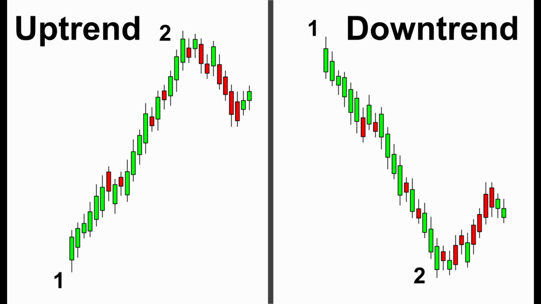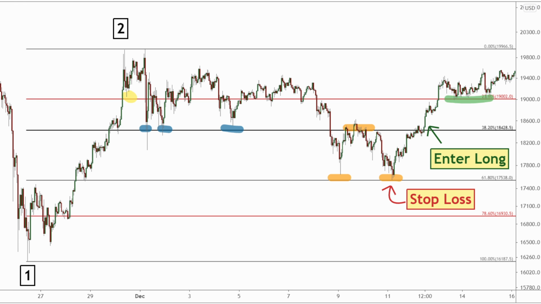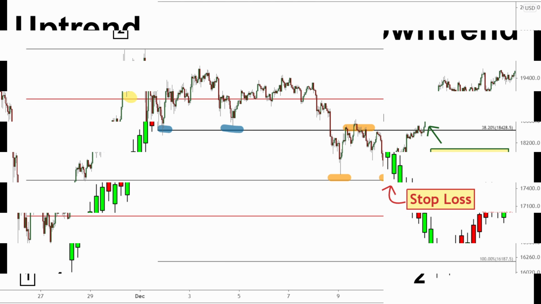Step 1. Find a complete trend. The tool can be applied to both uptrends and downtrends. The tool can also be applied to all chart time frames.